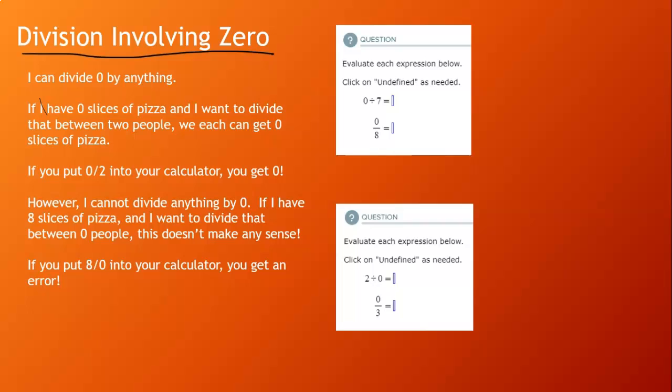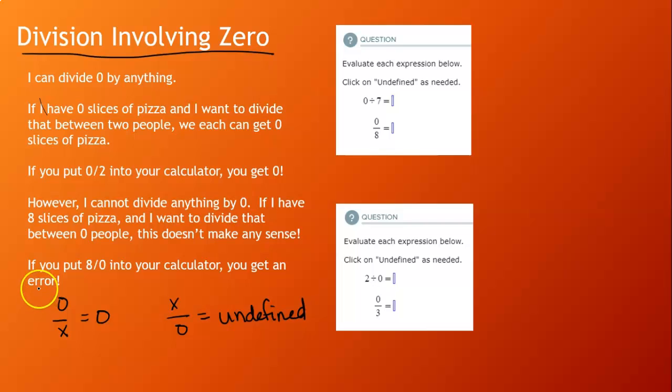However, I cannot divide anything by 0. If I have 8 slices of pizza and I want to divide that between 0 people, this doesn't make sense. If you put 8 divided by 0 into your calculator, you get an error. So 0 divided by anything is always 0. But anything divided by 0, we say is undefined.